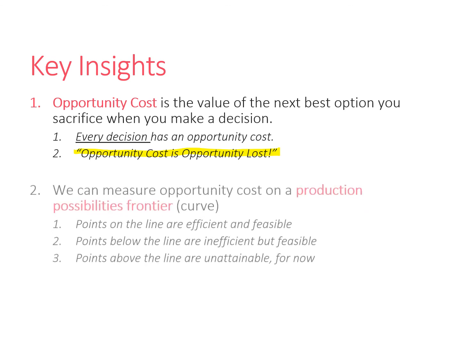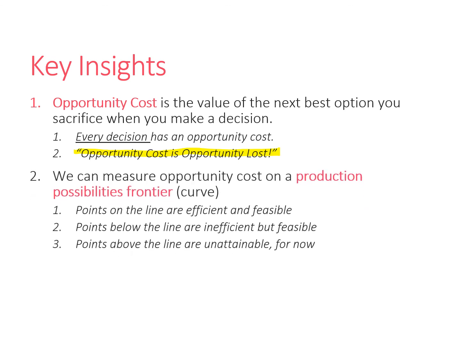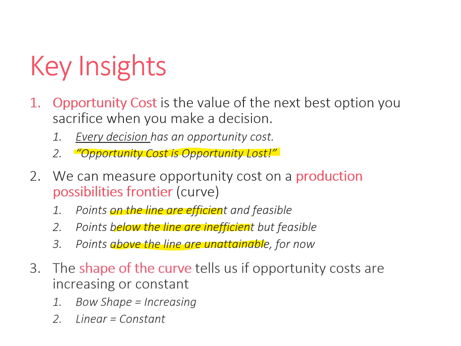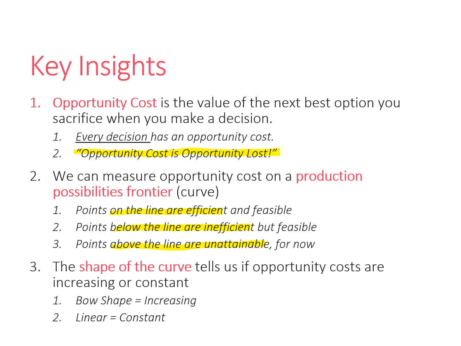The next key insight is that we can measure opportunity costs on a production possibilities frontier, aka a production possibilities curve. Okay, any point that's on the line is efficient, any point that's below the line is inefficient, and any point above the line is unattainable, at least for right now. And the final key insight: the shape of the curve tells us if the opportunity costs for these two products are increasing or constant. If it has a bow shape, that means it has increasing opportunity cost. And if the curve is linear, it means it has constant opportunity cost.